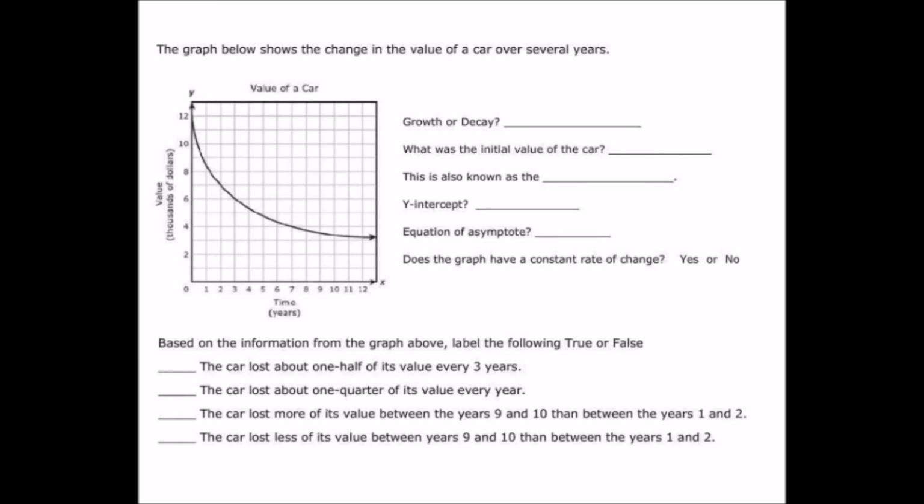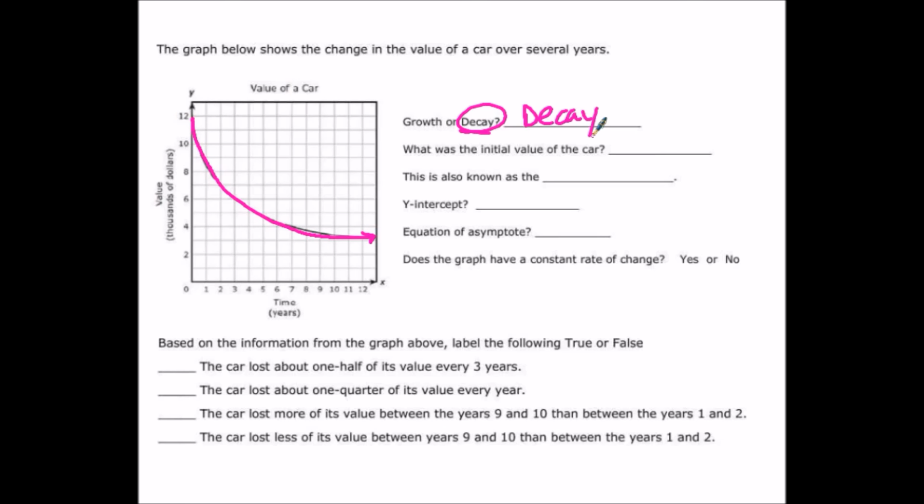All right. We got an exponential graph right here. We're almost done. The exponential graph shows the change in the value of a car over several years. The first question is, is this a growth or decay? Well, if you read the graph like you read a book, left to right, it sure looks like it's getting smaller. If it's getting smaller, we're going to call that a decay. So the graph is definitely a decay.